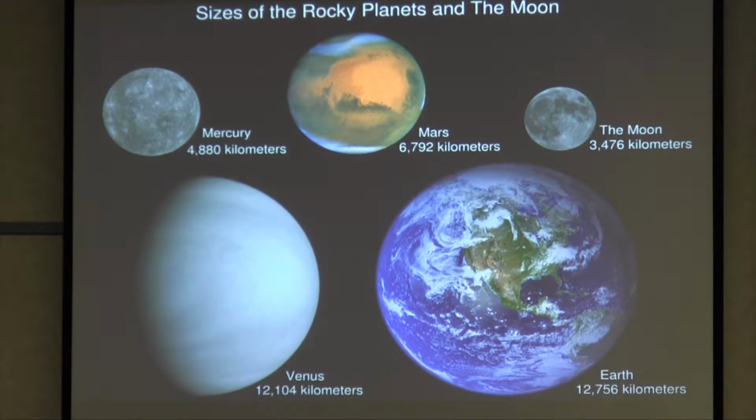So sizes of the rocky planets and the moon. All right, you can see Earth and Venus. We've got Mars and Mercury. One of the important things about when I do these comparisons is that I try to show the planets in visible light, what the human eye mostly would see.